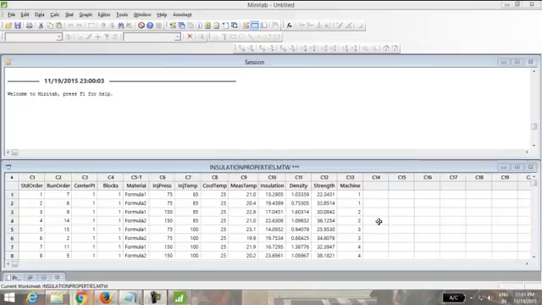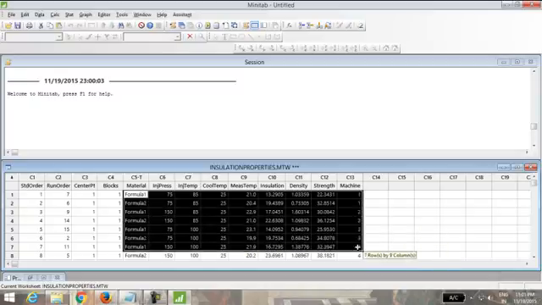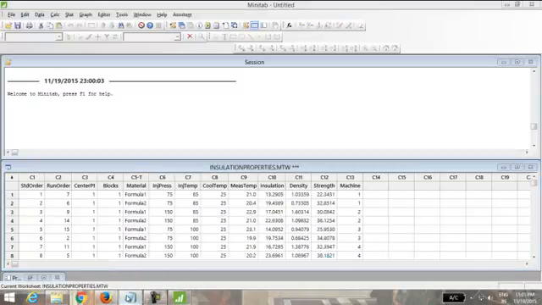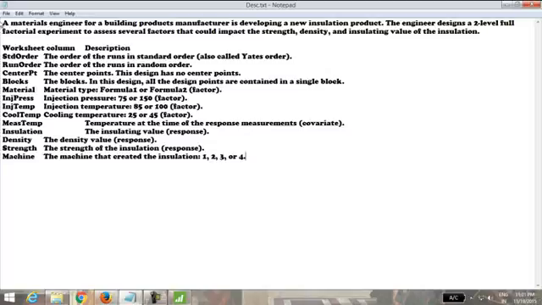Hello everyone, this is assignment 2 and today we would be analyzing data related to the insulation materials industry. As we can see, we have the standard orders and blocks and center points already, plus we have this data. We would have a look at it through the description. So the description goes as follows.